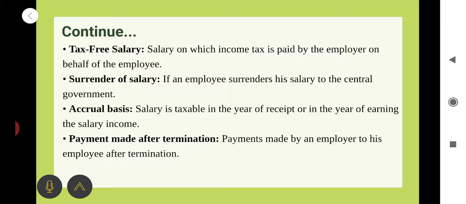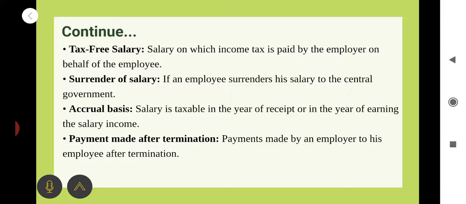And another important feature is tax-free salary. That means salary on which income tax is paid by an employer on behalf of an employee will be considered as tax-free. The next, surrender of salary. If an employee surrenders his salary to the central government, then on accrual basis it is taxable in the year of receipt or in the year of earning the salary income.